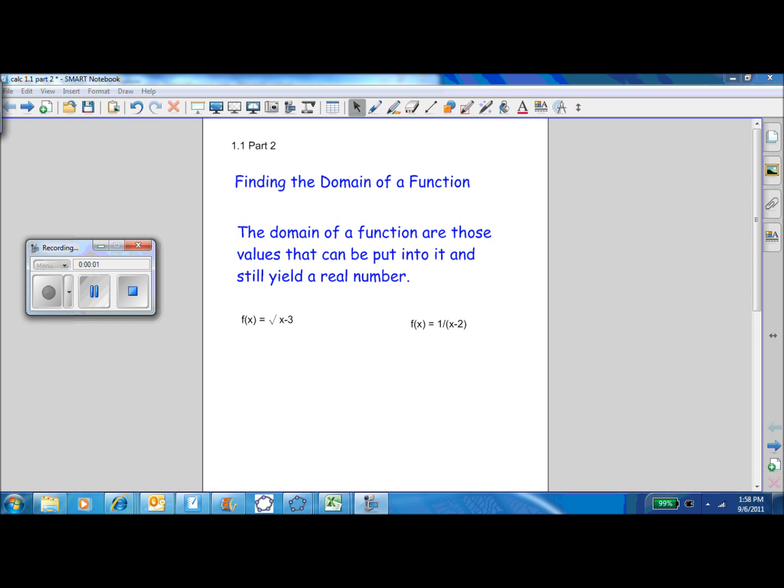Calculus students, here's the second half of 1.1: finding the domain of functions, and we're going to do some stuff later on with difference quotients.